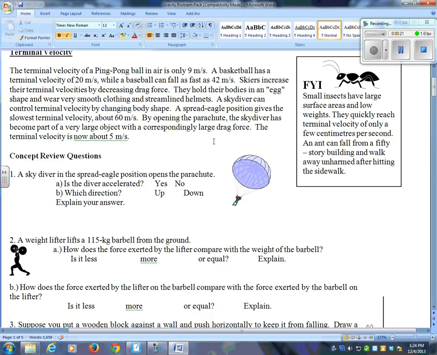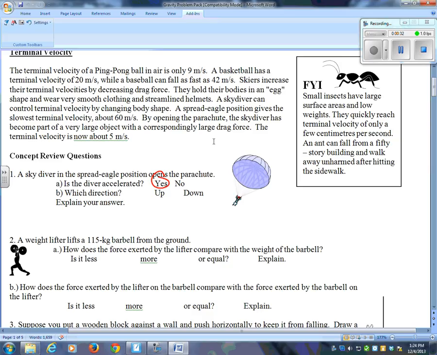Yes. I'm hearing a resounding yes. Hands up, yes. Everybody, almost. Correct answer, of course, is yes. Which direction? Up, absolutely. Up. Now, why is there acceleration and why is there up?